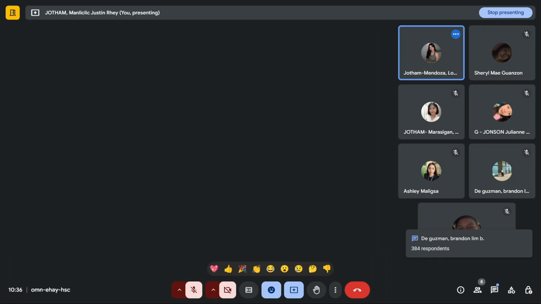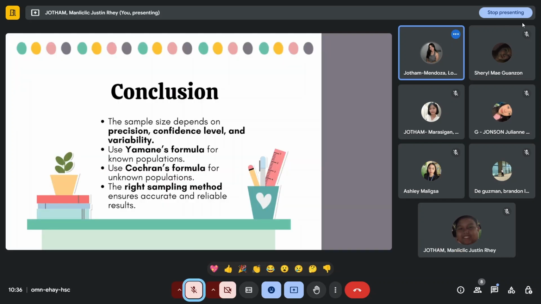Okay, so for the conclusion, the sample size depends on precision, confidence level, and variability. Use Yamane's formula for known population and use Cochran's formula for unknown populations. The right sampling method ensures accurate and reliable results.